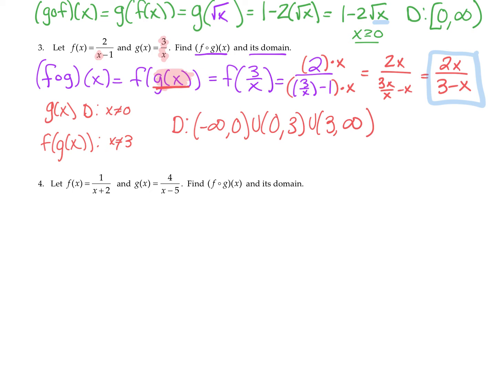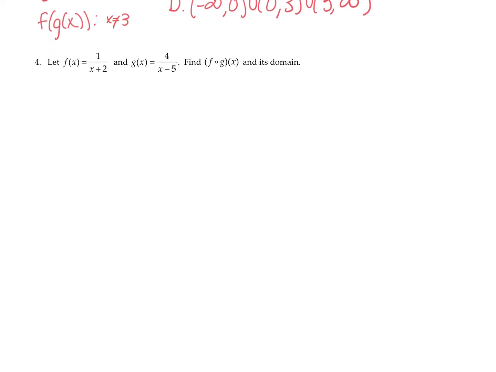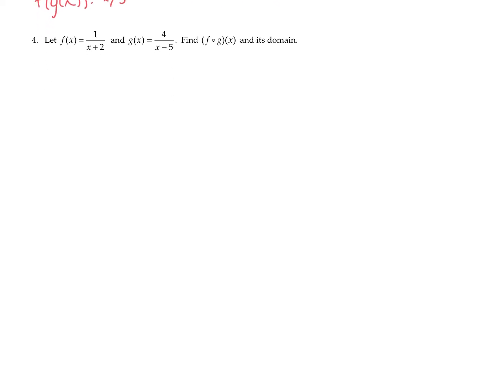All right, let's look at another example. So I have f of x equals 1 over x plus 2, and I have g of x equals 4 over x minus 5. So we're going to do the composition of f of g and find its domain. So I am putting g into f. So I'm taking g and I'm going to put it into the x of f.